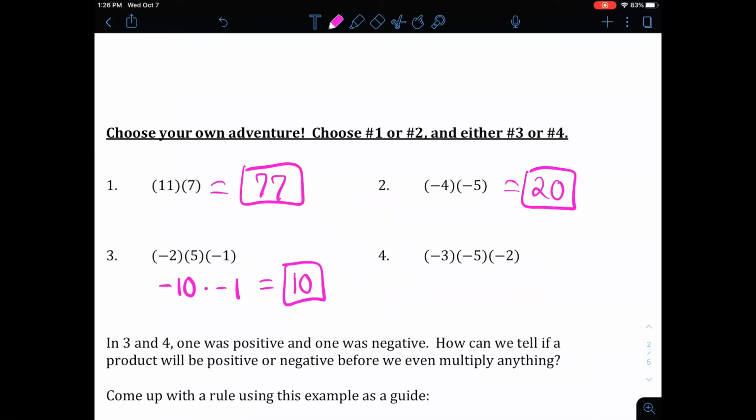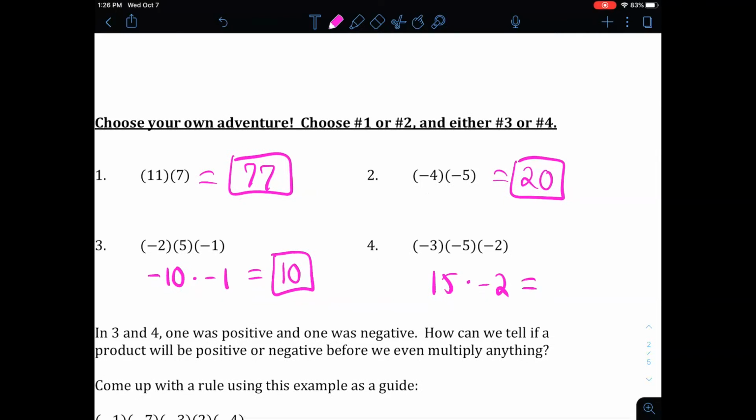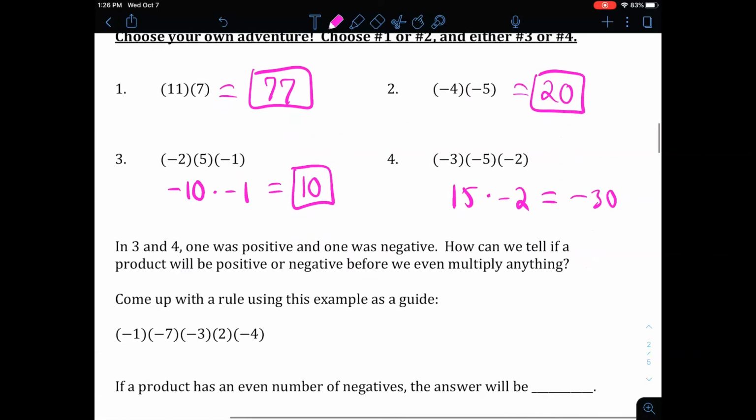Cool. Now we have negative 3 times negative 5. Is that going to be a positive 15 or negative 15? Two negatives make a positive. And then what is 15 times negative 2 going to be? That's going to be negative 30. All right.